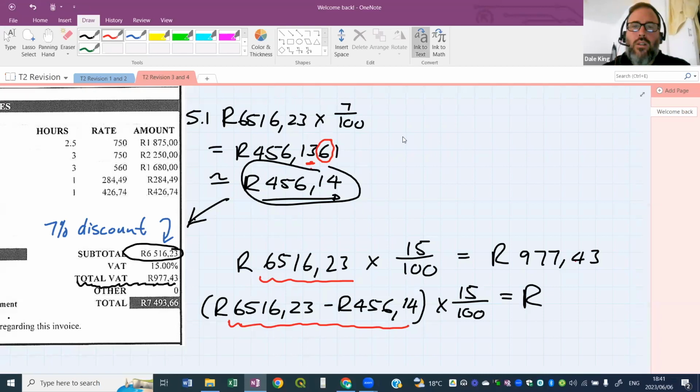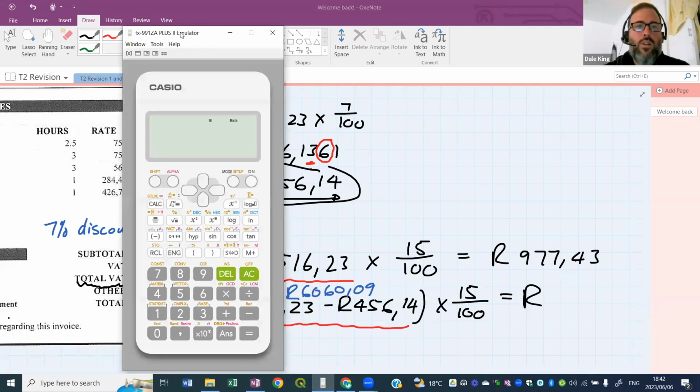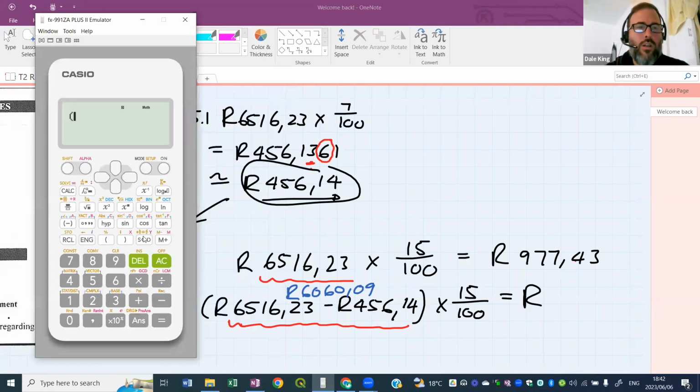Someone already had a value there. So let's check. I'm going to write it above here. 6060.09. So they're saying this would be 6060.09. That would be the new subtotal. How would that change the answer? Let's have a look. I'm going to put the whole thing in. You guys know me, I love brackets.